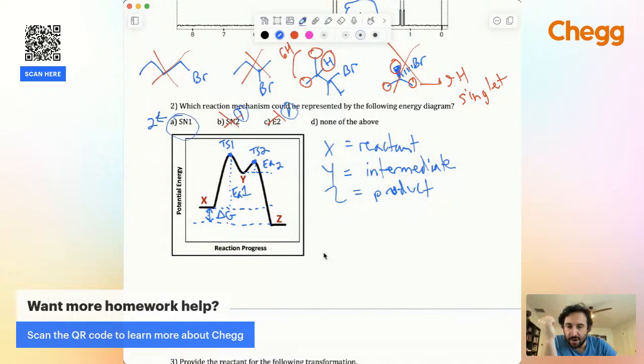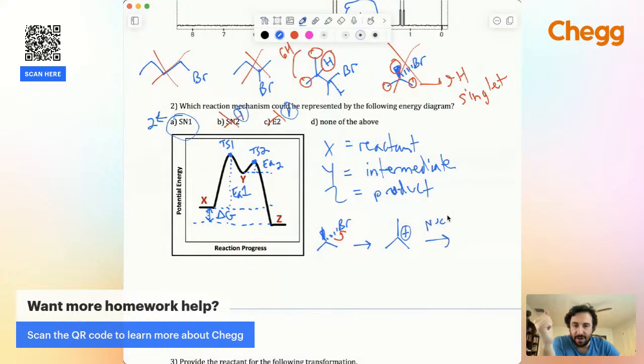Because SN1, the way that works is, let's say we have this here. What's going to happen first is the leaving group's going to leave, and that gives us our carbocation intermediate. And so that's going to be the rate determining step. That's the one with the very large activation energy because we're producing an unstable intermediate. A carbocation is an unstable species, right? The electron deficiency makes it unstable.